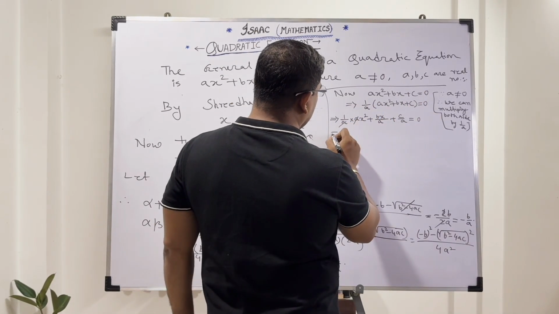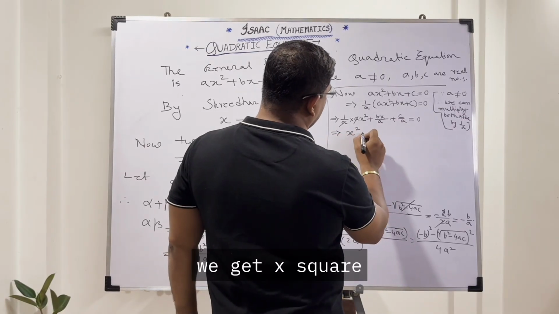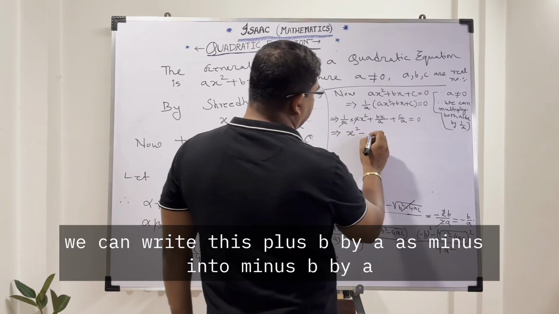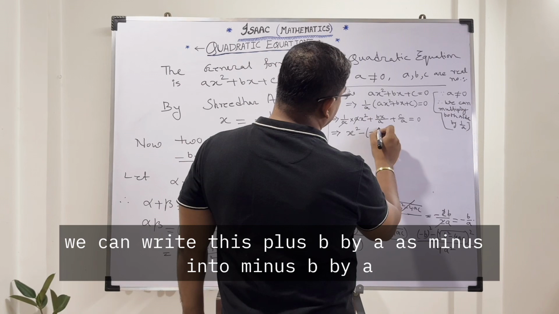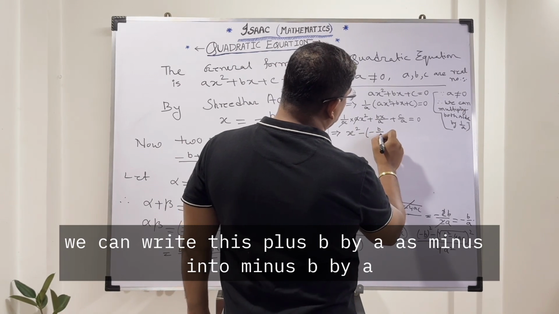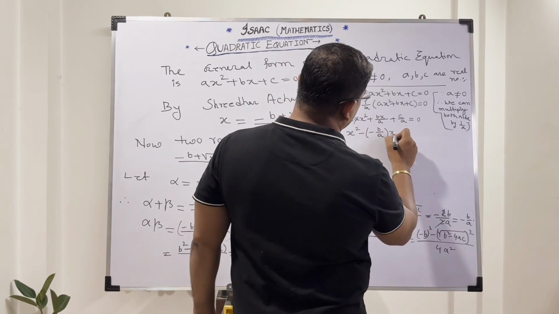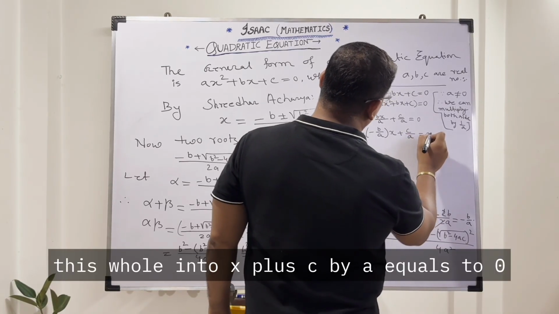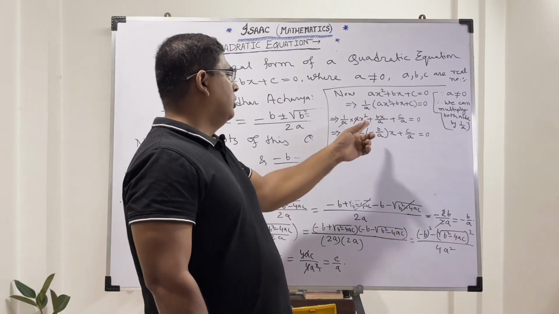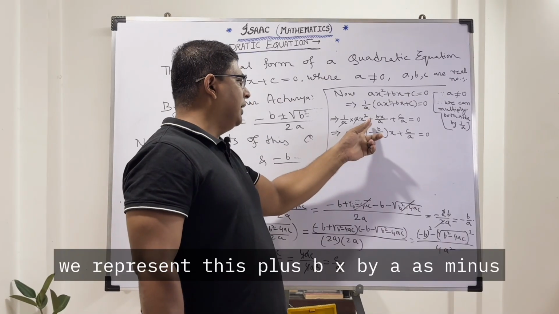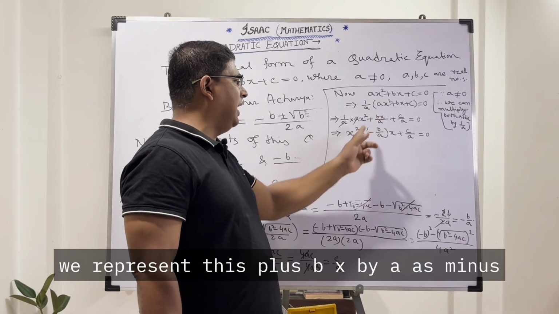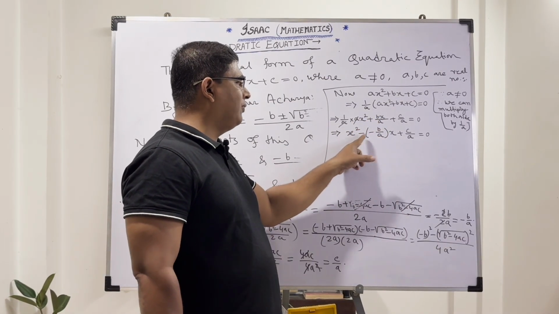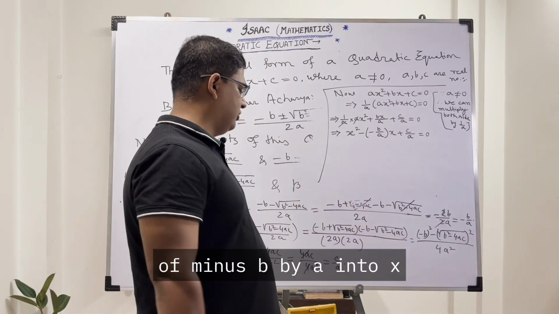Cancelling this a, we get x square. We can write this plus b by a as minus into minus b by a. This whole into x plus c by a equals to 0. We represent this plus bx by a as minus of minus b by a into x.